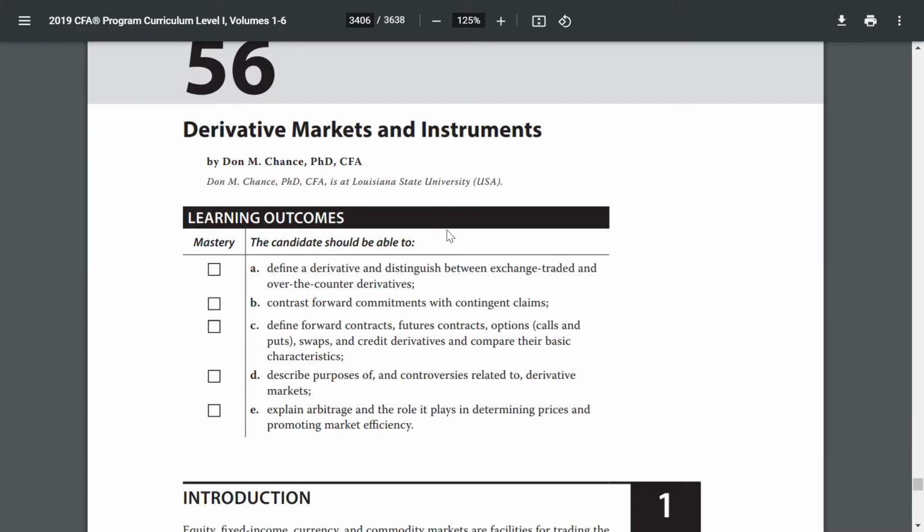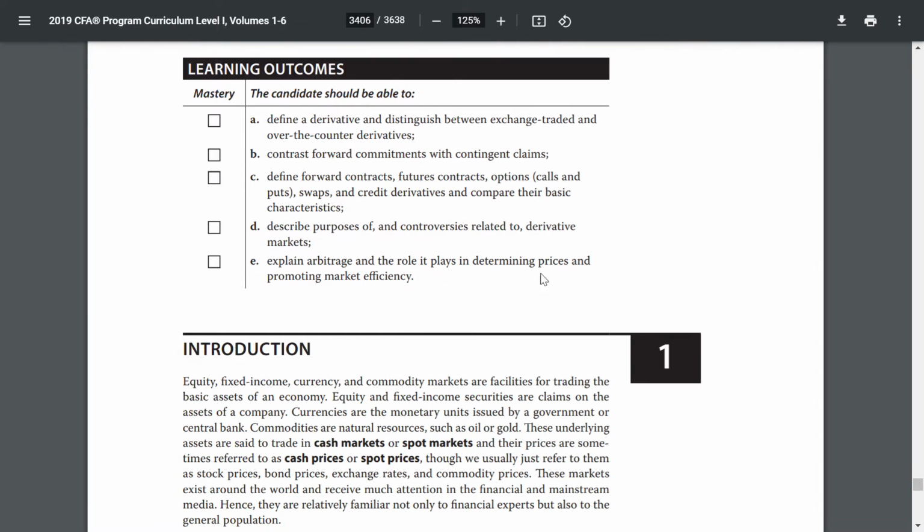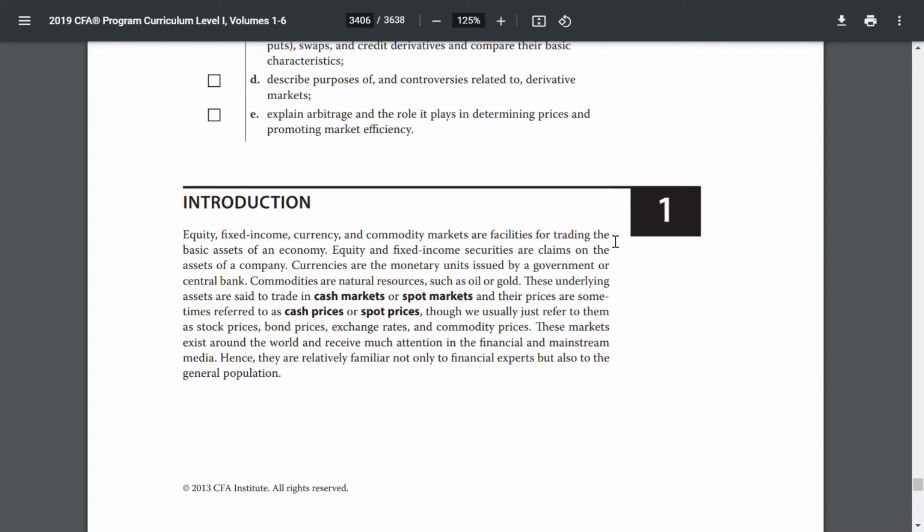Derivative markets and instruments. The candidate should be able to define a derivative and distinguish between exchange-traded and over-the-counter derivatives. Contrast forward commitments with contingent claims. Define forward contracts, futures contracts, options, swaps, and credit derivatives, and compare their basic characteristics. Describe purposes of and controversies related to derivative markets. Explain arbitrage and the role it plays in determining price and promoting market efficiency.